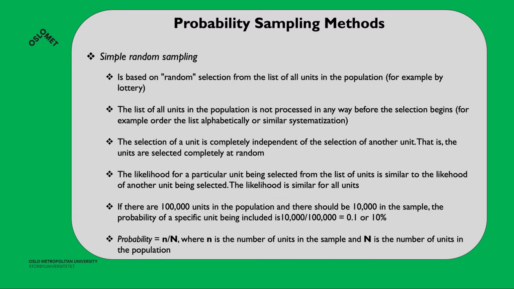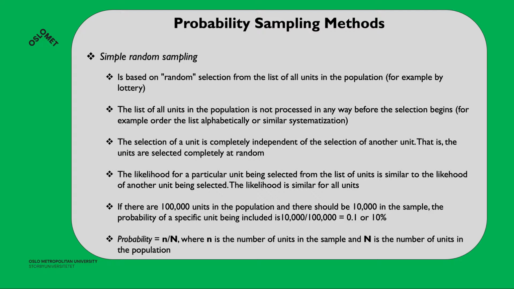So, probability sampling methods. We have something called simple random sampling, which is based on a random selection from the list of all units in the population, for example by lottery. The list of all units in the population is not processed in any way before the selection begins. For example, we don't order the list alphabetically or do a similar systematization of the list. And the selection of units is completely independent of the selection of another unit. That is, the units are selected completely at random.